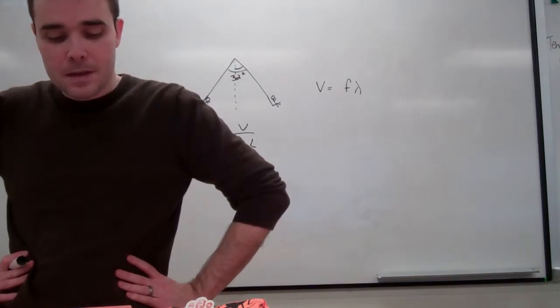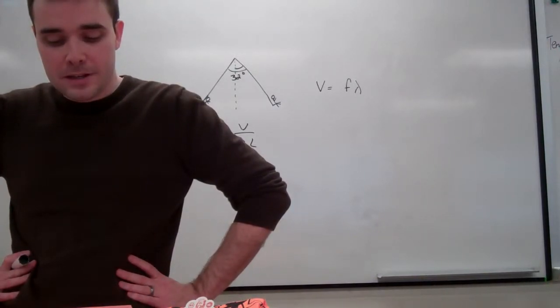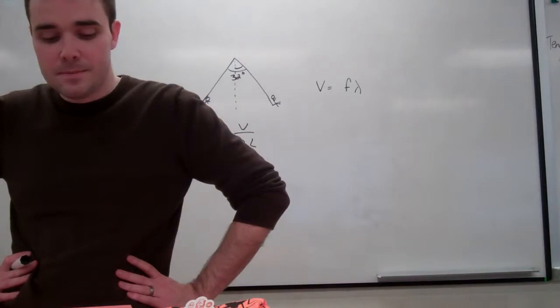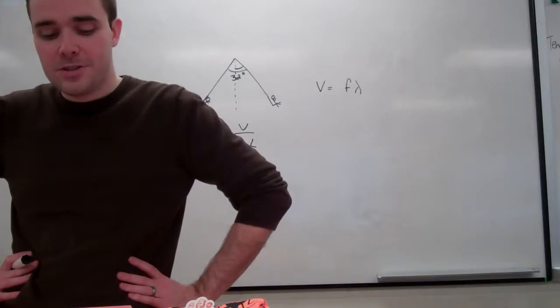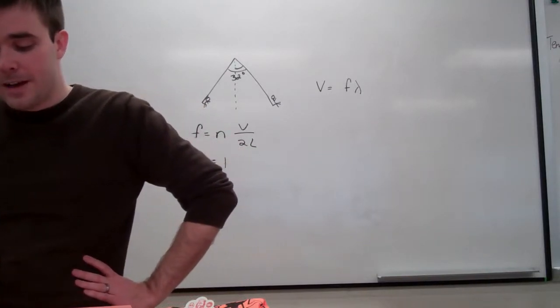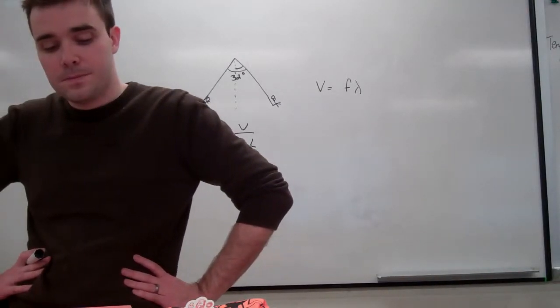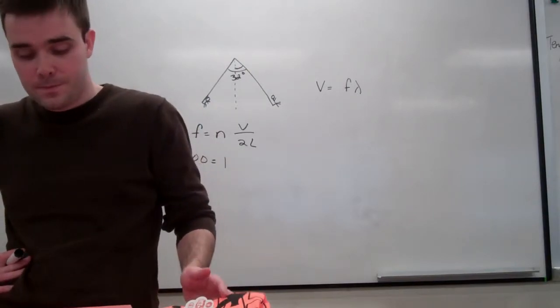Number 15. Which of the following would be most likely to transmit sound with the highest speed? In general, the denser something is, the faster sound travels through. A, so steel and a bridge.